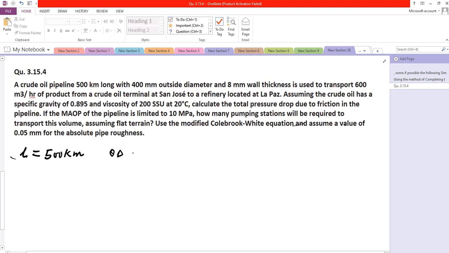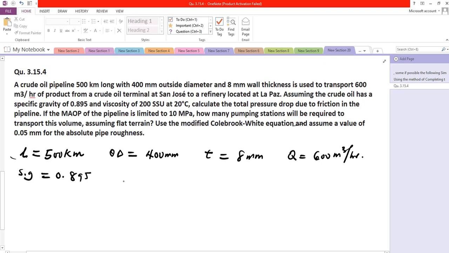The outside diameter of the pipe is 400 millimeter. The thickness of the pipe is 8 millimeter. The flow rate of the pipe is 600 meter cube per hour. The specific gravity of the fluid is 0.895. The viscosity is 200 SSU at 200 degrees C.